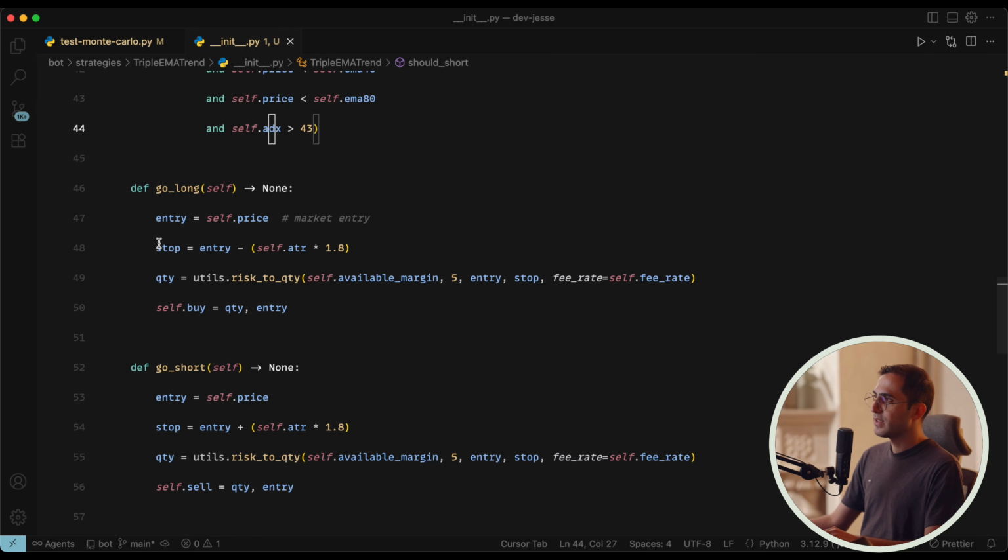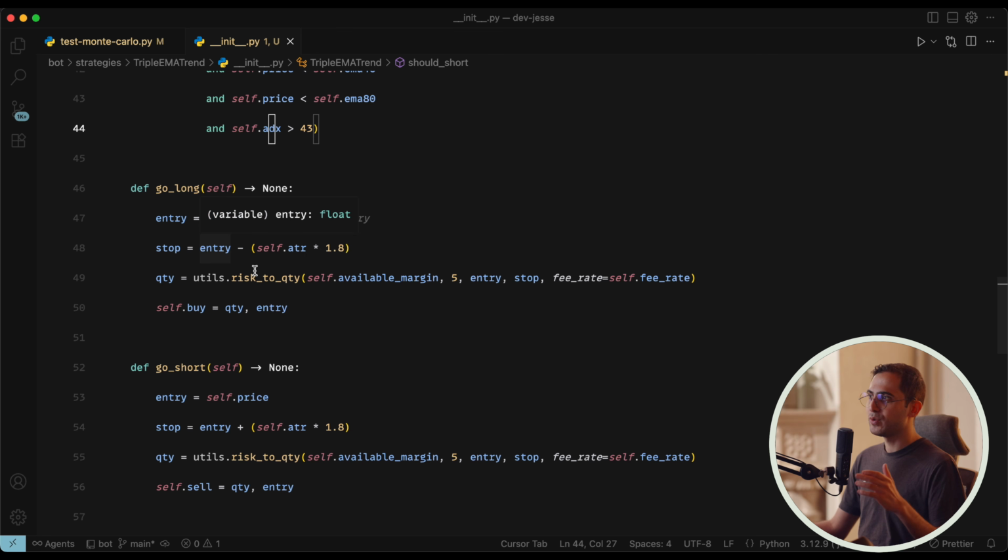So we're gonna say the entry is the current price, which is a market order in other words. And Jesse is smart enough to detect this behind the scenes, right? And then for the stop loss, we're saying the entry minus the current ATR multiplied by 1.8. And then the quantity, we want to risk 5%, right?